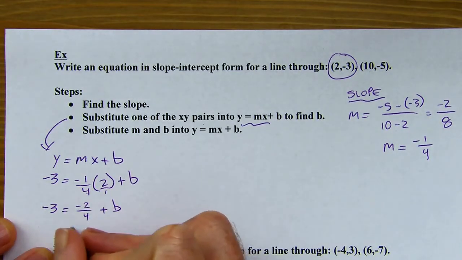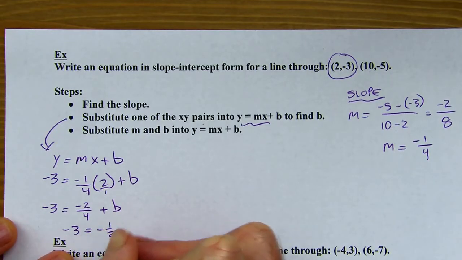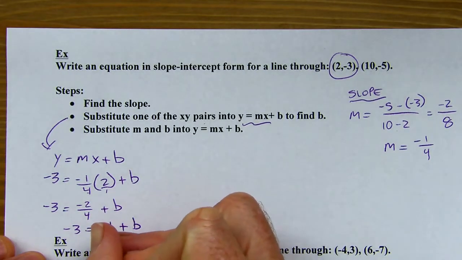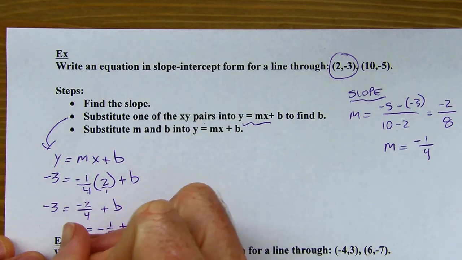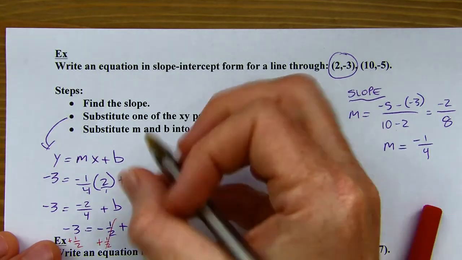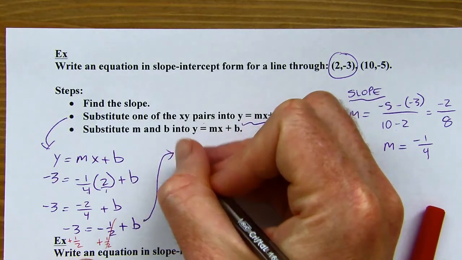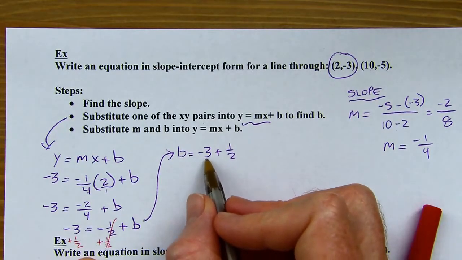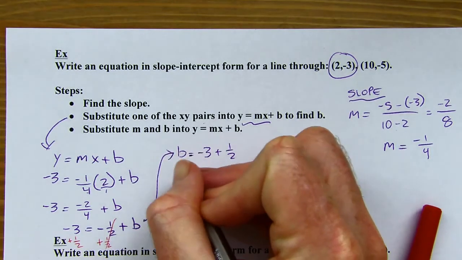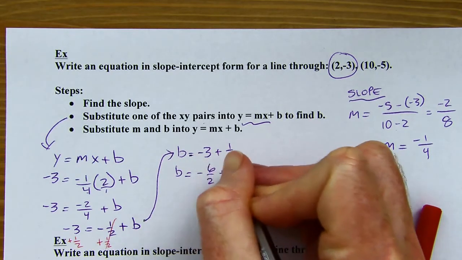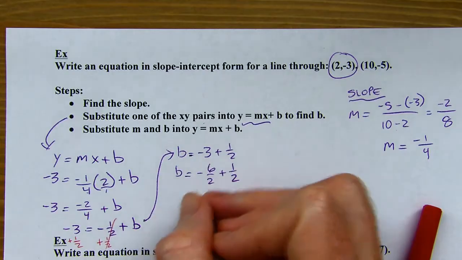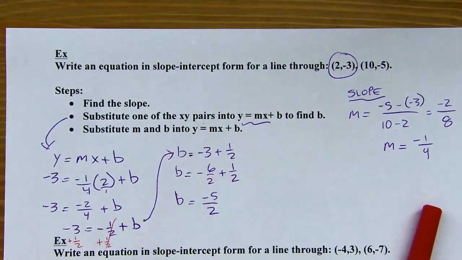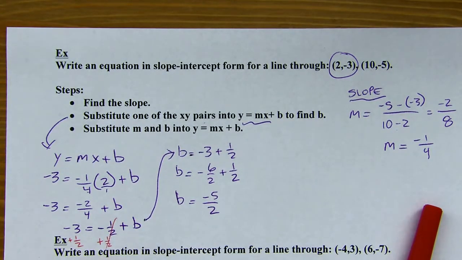Okay, so now I've got negative 3 equals, let's reduce that, negative 1/2 plus b. And then I'm going to add 1/2 to both sides so that I can solve this for b. Okay, let me move up here. So b is going to equal negative 3 plus 1/2. Okay, so let's get a common denominator here. I can rewrite negative 3 as negative 6/2. Okay, and then the denominator will stay the same. On top, I've got negative 6 plus 1. The denominator stays the same. And there's my b value.